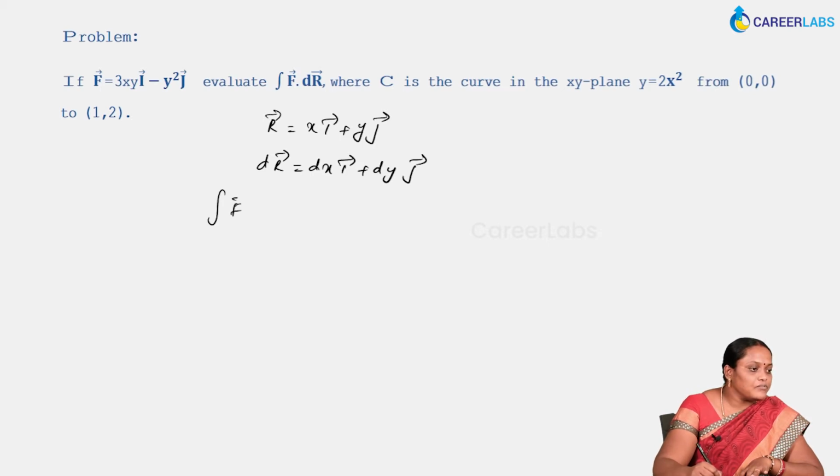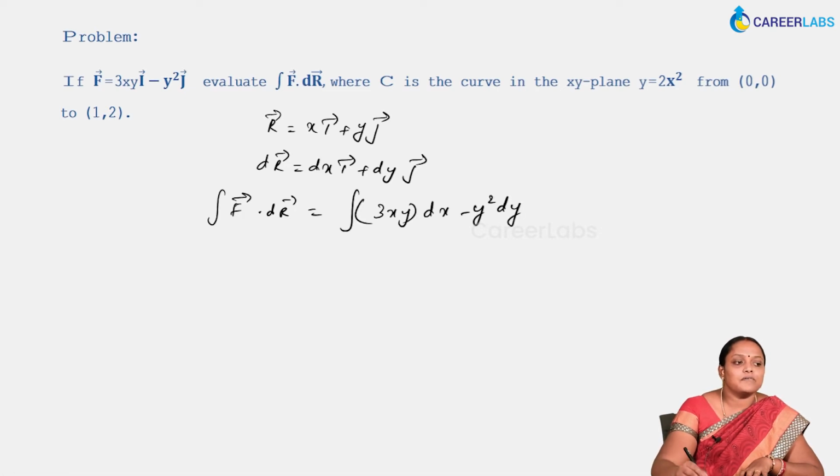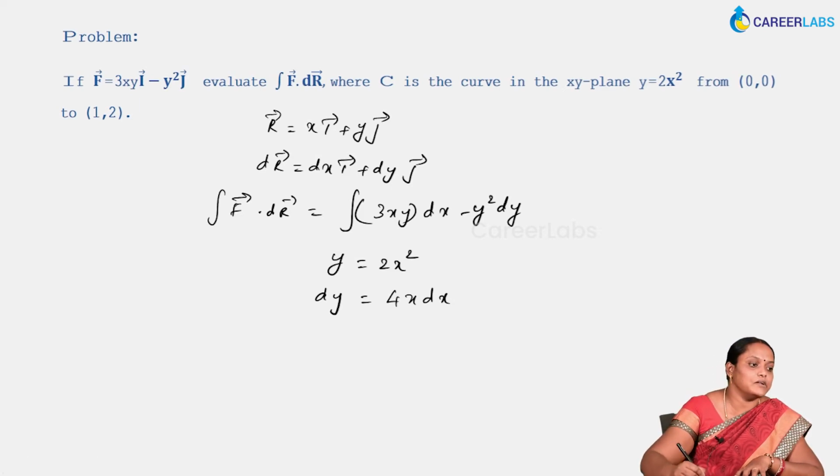So integral f vector dot dr vector will be equivalent to integral, when you take the dot product between this f vector and this, you will get 3xy dx minus y square dy. Now here we are going to integrate this either with respect to x or with respect to y, so accordingly we are going to make some changes in this integral. Given the curve y equals 2x square, when you differentiate this you will get dy equals 4x dx. So wherever you have y, that can be replaced by 2x square and dy can be replaced by 4x dx, so that the full integral will be written in terms of x.